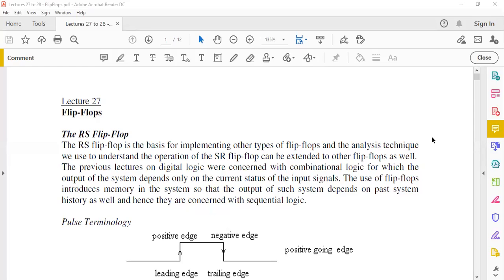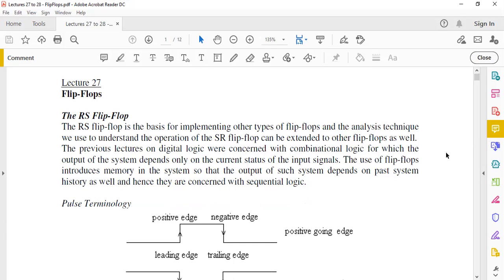Dear students, in this video, we're going to consider RS flip-flops, and different types of flip-flops like the D-type flip-flop, the T-type flip-flop, and the JK flip-flop. Flip-flops are used extensively in digital electronics for various applications we'll be looking at throughout this chapter. So let's start with the RS flip-flop.